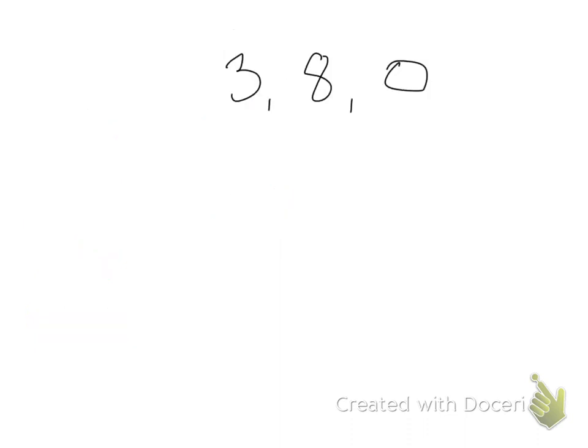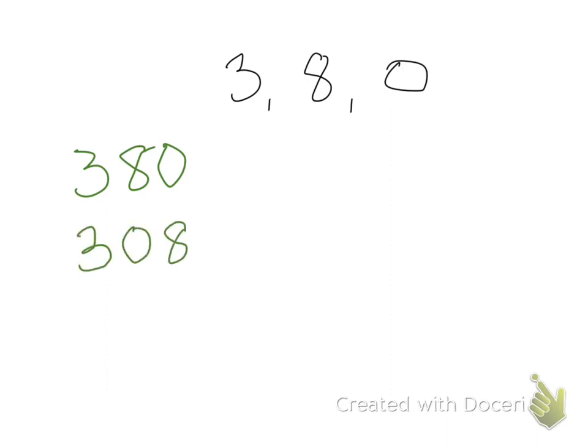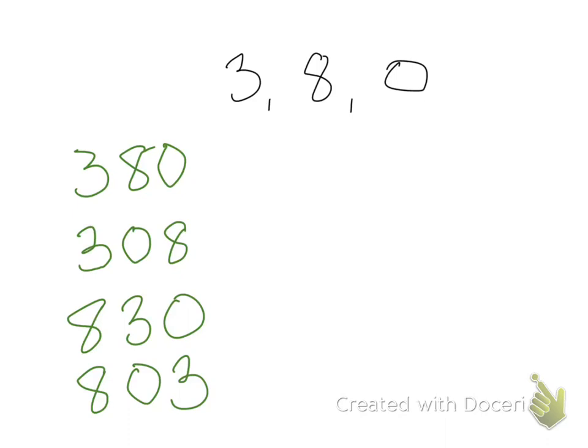What about 3, 8, and 0? Well, I want to make 3-digit numbers. So I can make 380. Can I use 038? I can't, because this is just a 2-digit number. You cannot have 0 at the beginning of a 3-digit number. Okay, so I have 380, I have 308, I have 830 and 803. So when we have, if one of our digits is a 0, then I can only make 4 different combinations.